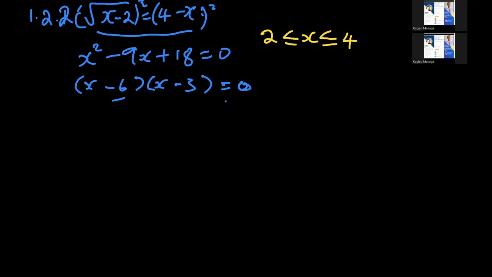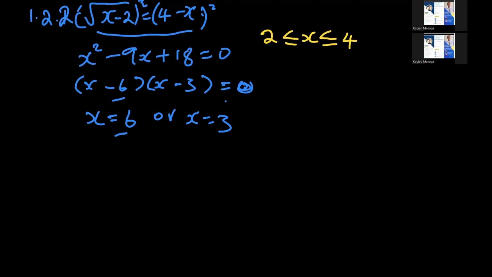So we'll have x equal to positive 6, because 6 minus 6 will give you a 0. Or x equals positive 3, because when you add 3 here, minus 3 will give you a 0. I hope that you understand this one. Now what we're going to do is substitute. We're going to start with this one.